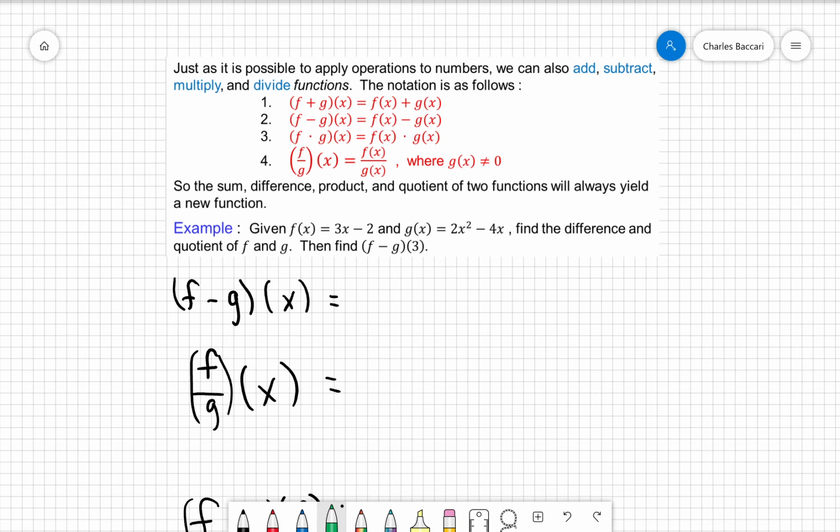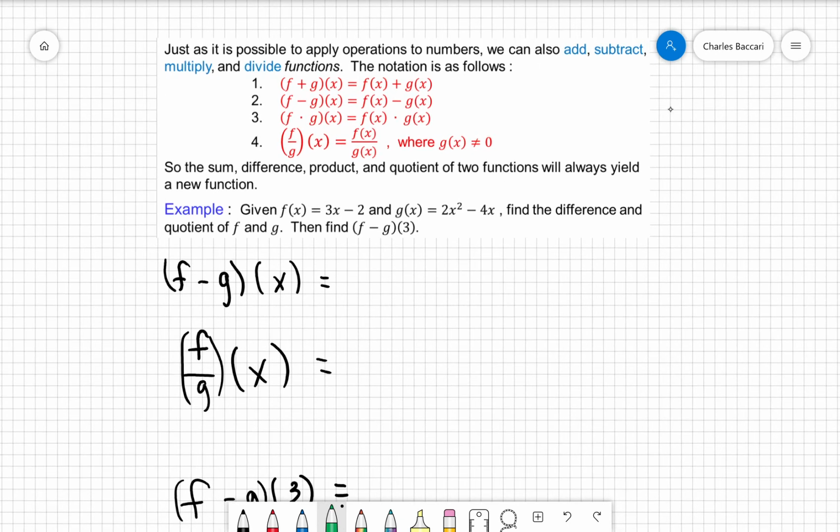So the first thing I want to point out, we have a couple formulas, and all these formulas say is that if you take a function f and you take another function g, if you want to add them together, you simply add them together as f plus g, and then you can essentially combine like terms, and that new function is f of x plus g of x. And then similarly for subtraction, you're going to do f minus g.